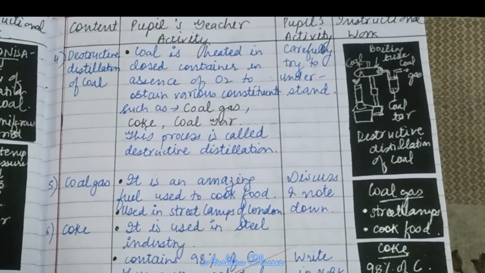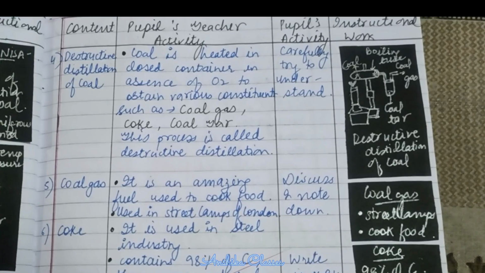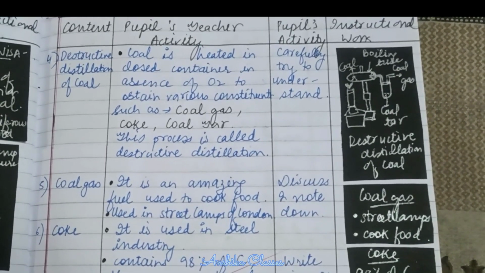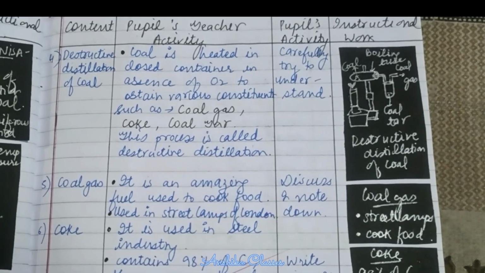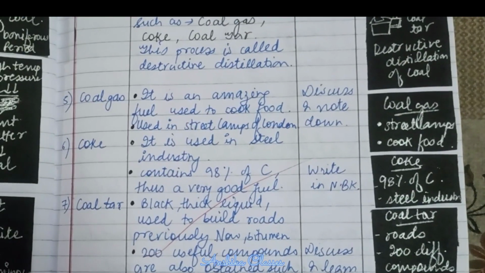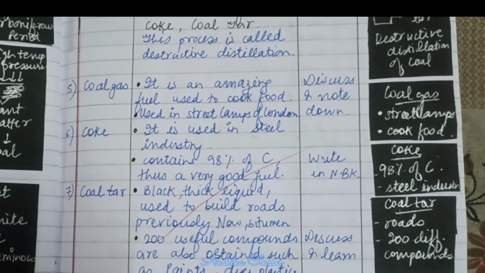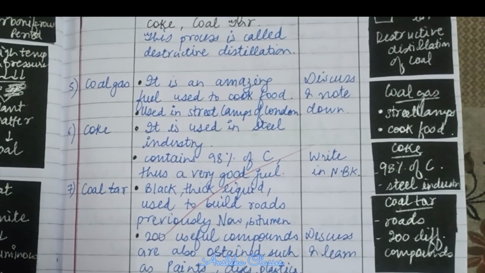Destructive distillation of coal. Coal is heated in a closed container in the absence of oxygen to obtain various constituents such as coal gas, coke, coal tar, and this process is called destructive distillation. Coal gas: coal gas is an amazing fuel which is used to cook food, and it was also used in the street lamps of London.